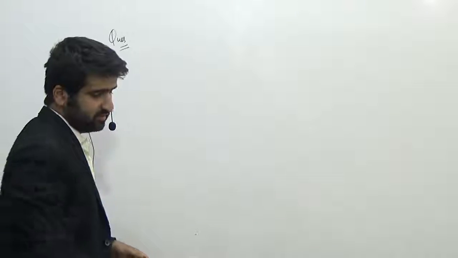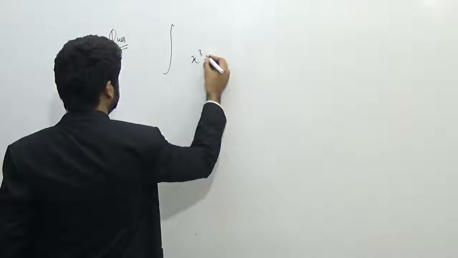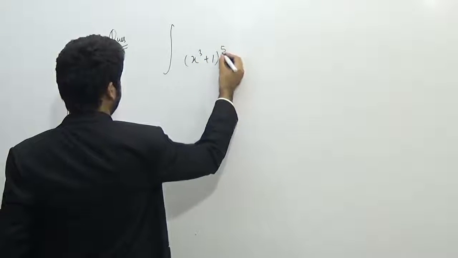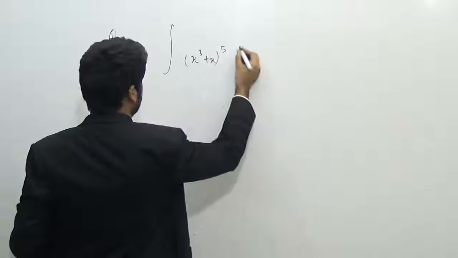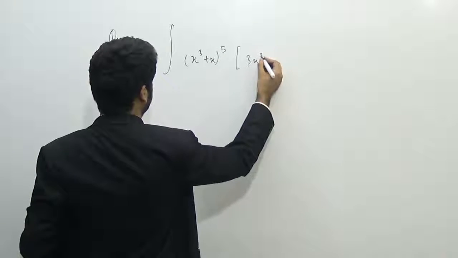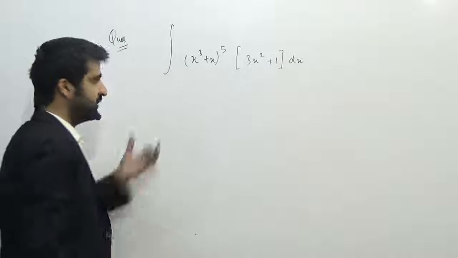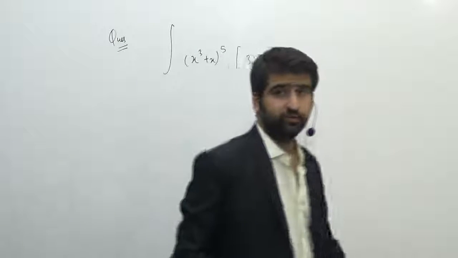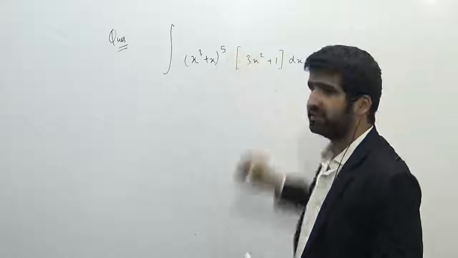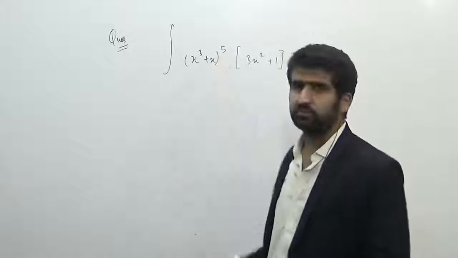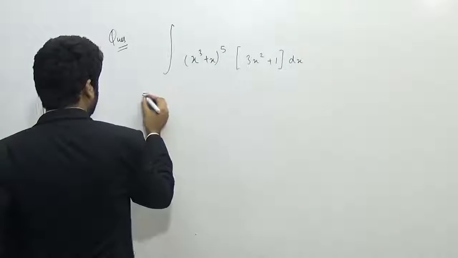Now the next problem is on the algebraic front. So this is (x cube plus x) to the power 5, multiplied by (3x square plus 1) dx. So integrate this. So what will you do? Now guys, if you start expanding these terms, you will get a lot of terms and that will take a whole night, right? So this can't be done with expanding.